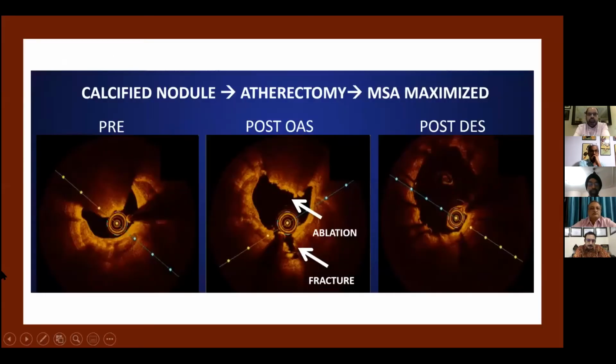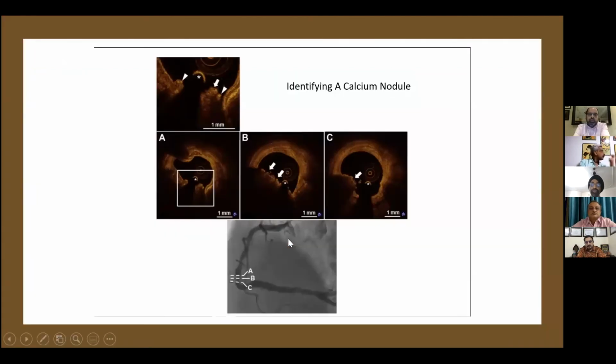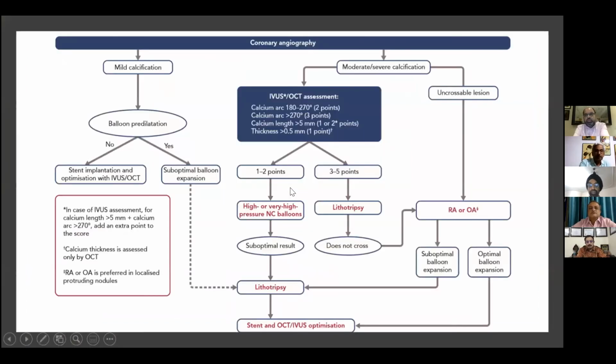Look at this nodule. This is a pre-treatment calcified nodule. This is after ablation with a rotablator, a fracture here, and post-stenting you see a good result. Another calcified nodule you see protruding into the vessel. So this is a brief scheme of how calcium can help you to diagnose.